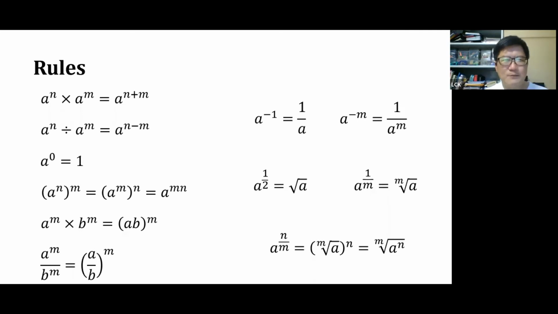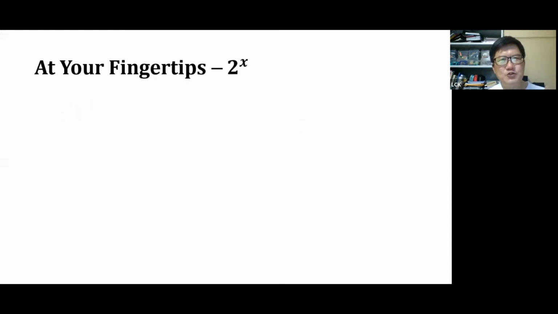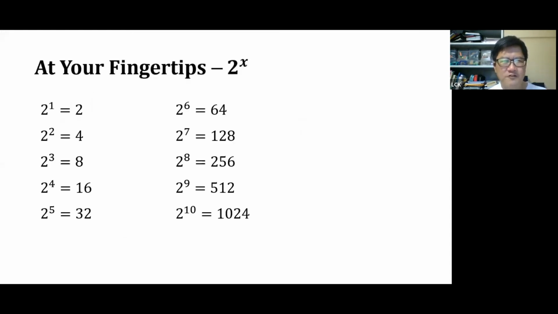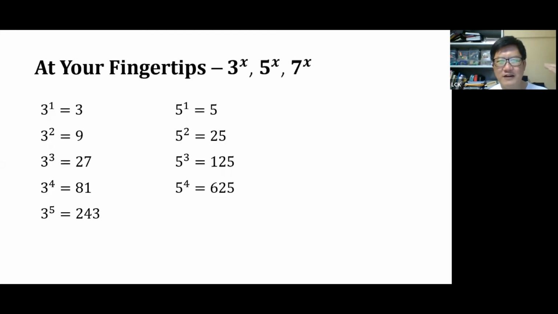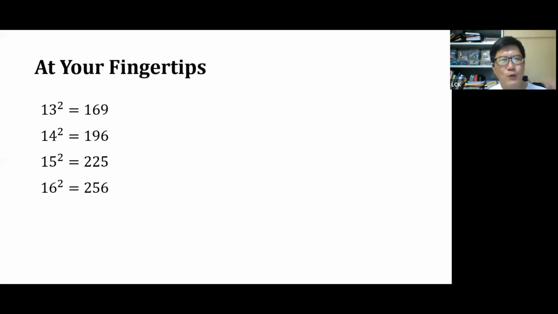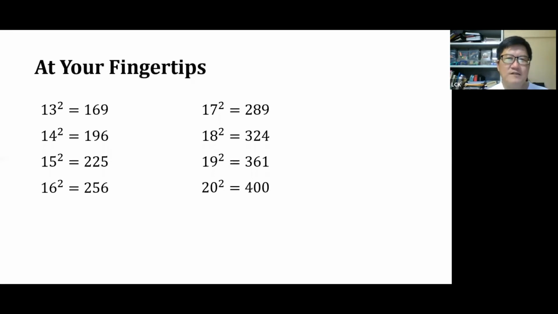So these rules, I'm not going to concentrate on each one of them, but I'm going to show you how they're applied in questions. So the first thing to master is the rules. And the second thing, if you want to really do well, is the 2 to the power of table, 3 to the power of, 5 to the power of, 7 to the power of, and square tables. If you have this at your fingertips, believe me, you will be really good at indices. You cannot be but good.